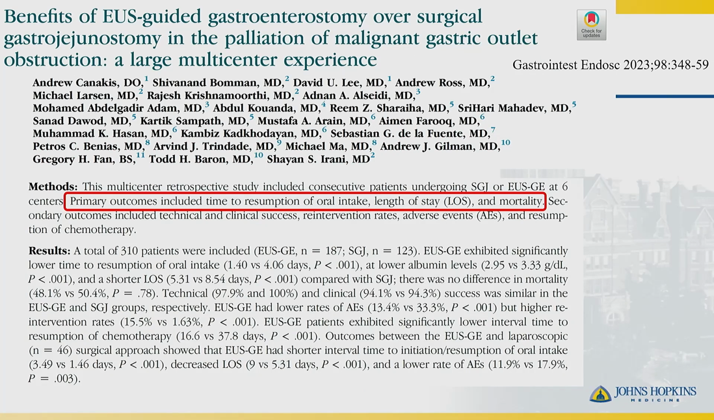Now, which one is better, endoscopic GJ versus surgical GJ? Honestly, I couldn't find any really high-level publication from a surgery journal. So this is a paper from Gastrointestinal Endoscopy. This is, again, a large retrospective multi-center experience. Basically, they compared endoscopic GJ versus surgical GJ, but only for patients with unresectable malignant GOO. The primary outcomes were the time to resume oral intake, the length of stay, and the mortality. Essentially, it showed the outcomes between surgical GJ and endoscopic GJ are similar.